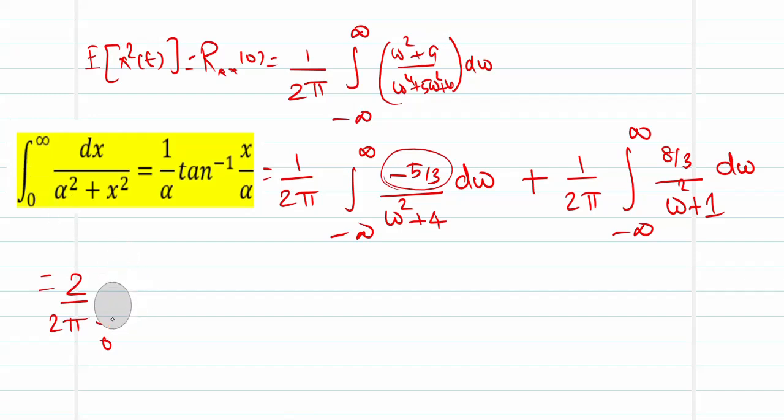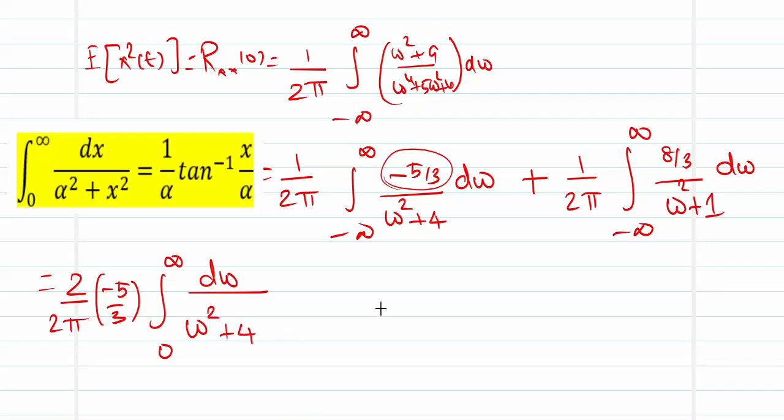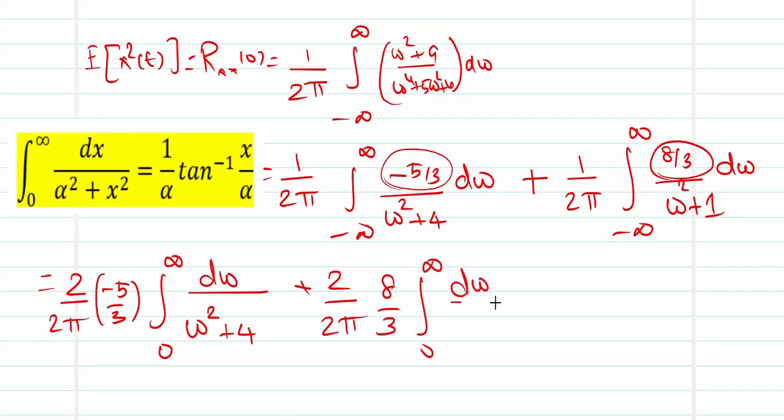So what will happen over here is I have minus 5 divided by 3 outside, integral from 0 to infinity d omega divided by omega square plus 4. In a similar pattern, this can be written as twice the integral from 0 to infinity. Let me take this 8 by 3, which is a constant outside, so I will be left with d omega by omega square plus 1.